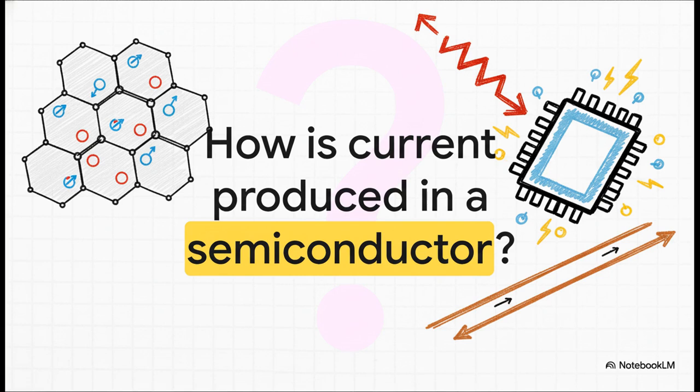So let's just jump right in with the big question. How in the world does something like silicon, the stuff our computer chips are made of, get electricity to flow? I mean, it's not a simple wire like copper. And that difference, that little bit of complexity, that's its superpower.